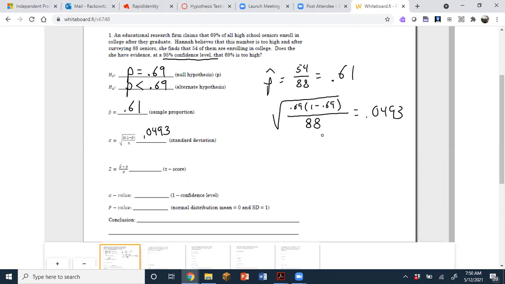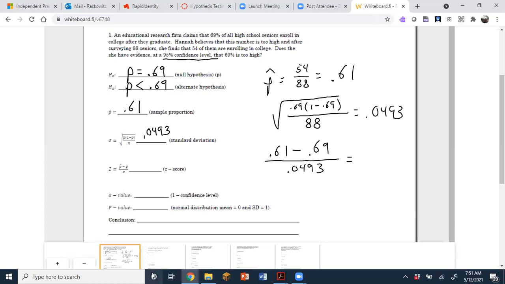You then need to convert into a z-score, which to get the z-score, you do your p hat, 0.61, minus p, which is 0.69, over the standard deviation. So what's going on is that Hannah only interviewed 88 people. So did she do enough? It did come out much lower than 69%, but is that enough people to show that this 69% is false? So this z-score is going to give us what we can type into the normal distribution.